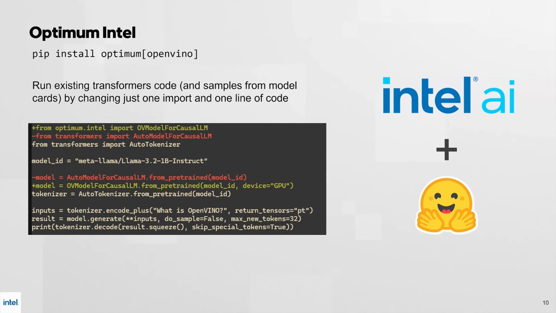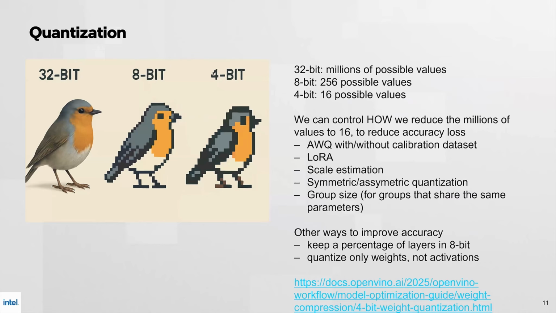So the last topic for OpenVINO. I don't want to get into technical details too much, but I did want to touch upon this. This is the key method that allows us to run these kind of large models locally, and that is quantization. Quantization is reducing the precision of the weights and sometimes also the activations of the models.